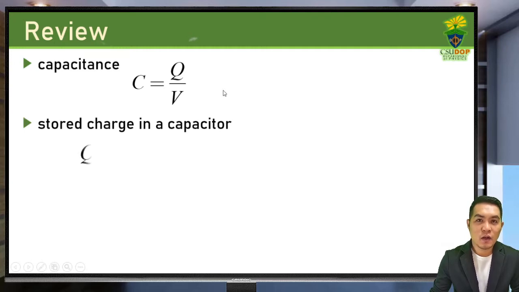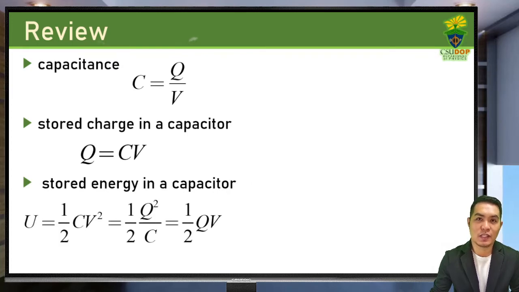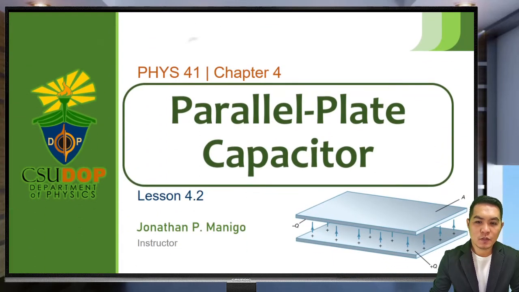From this formula, we can manipulate this to solve for the charge, C times V, and for the stored energy inside the capacitor, which can be any of these three equations: 1/2 CV squared, Q squared over 2C, or 1/2 Q times V. For this lesson, we will be focusing on the different designs of a capacitor and mainly on the parallel plate capacitor. So without further ado, let's start the lesson.